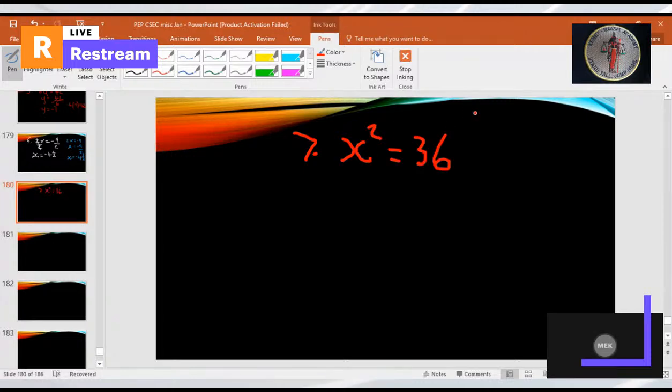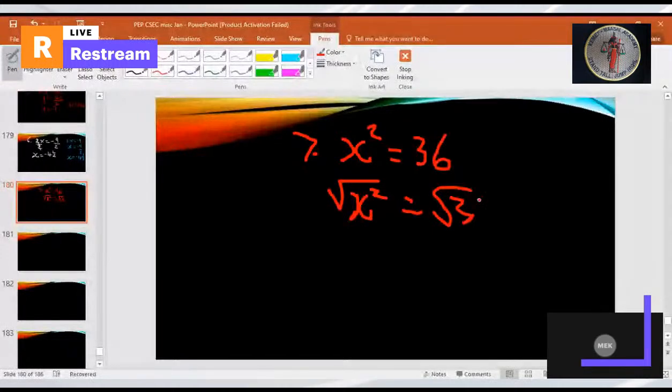All right, so how do we... we don't want x squared, we want x. So we need to get rid of the square. The opposite of squaring something is to find the square root. So you could say you find the square root on both sides. Do the same thing on both sides. The square root of x squared is just x because it's the square. And the square root of 36 is 6.